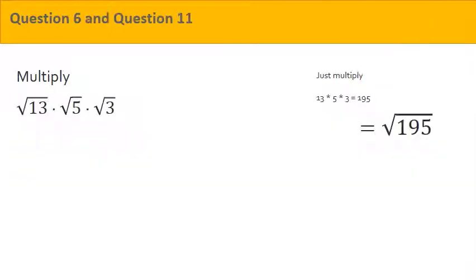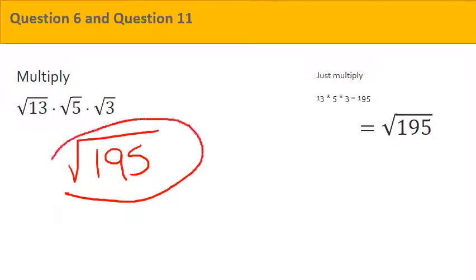Okay? All right, now we are multiplying each one of these. So if we just multiply, so this is for question 6 and 11. So if we just multiply out the 13 times 5 times 3, you're going to get the square root of 195. Now notice that the 13, 5, and 3 are all prime numbers. So since they're all prime numbers, you can't simplify this anymore.